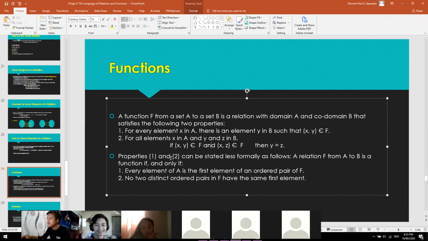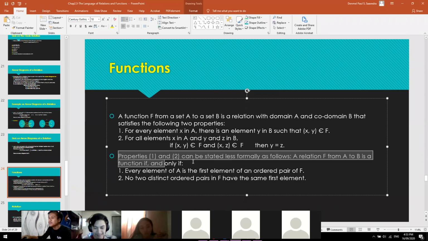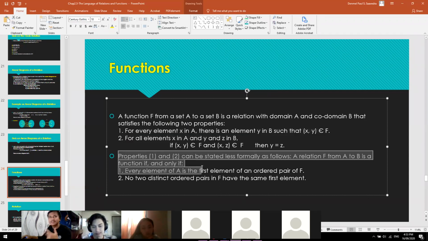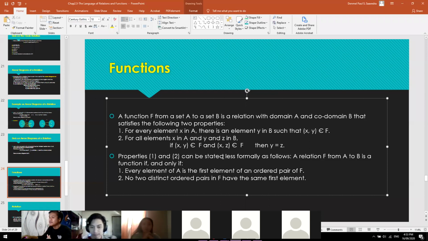Okay? So, medyo magulo pa rin kasi wala pa tayong example. Pwede nyo gamitin itong another properties na to. Ito yung technical term, galing sa libro to, pero ito yung mas in layman's term. Properties 1 and 2 can be stated less formally as follows: a relation f from A to B is a function if and only if every element of A is the first element of an ordered pair of f. So dapat yung A mo is yung first element, hindi pwedeng second. And then no two distinct ordered pairs in f have the same first element.